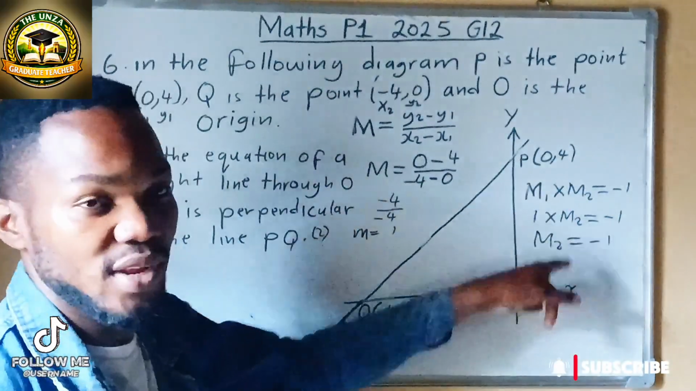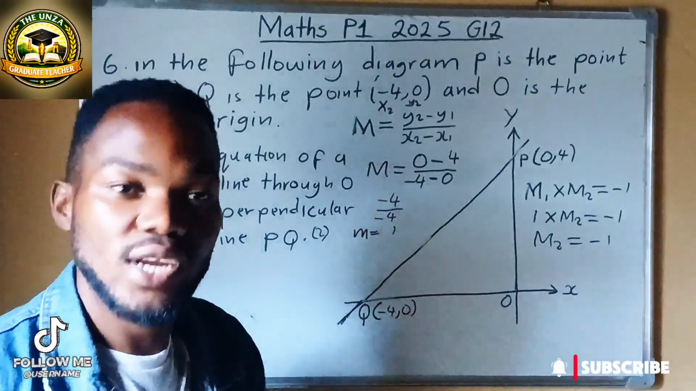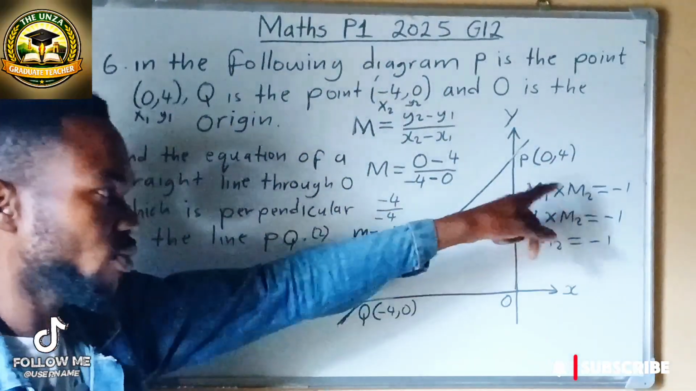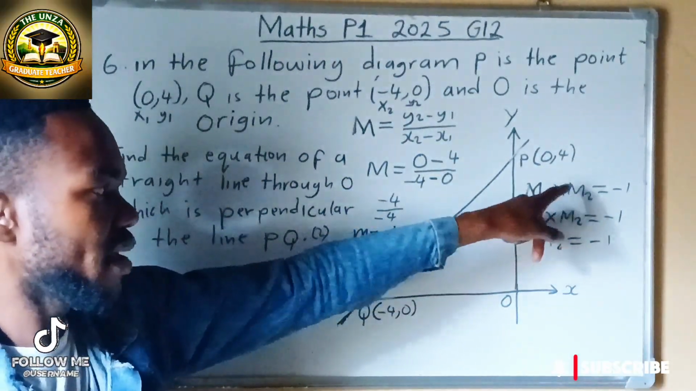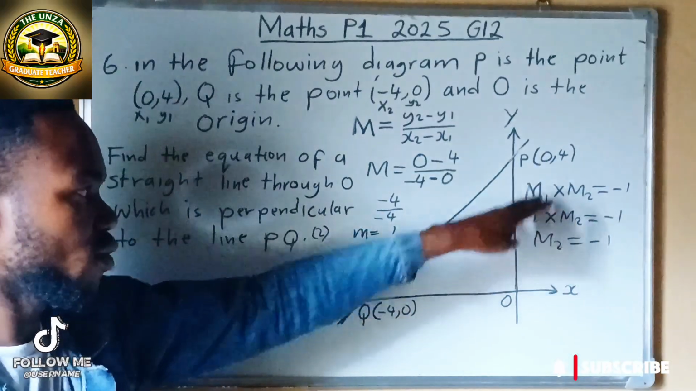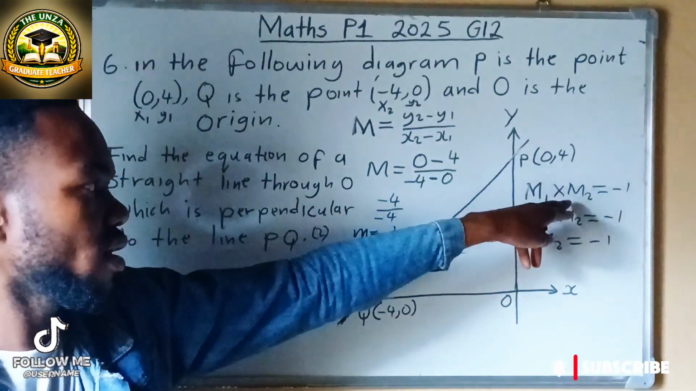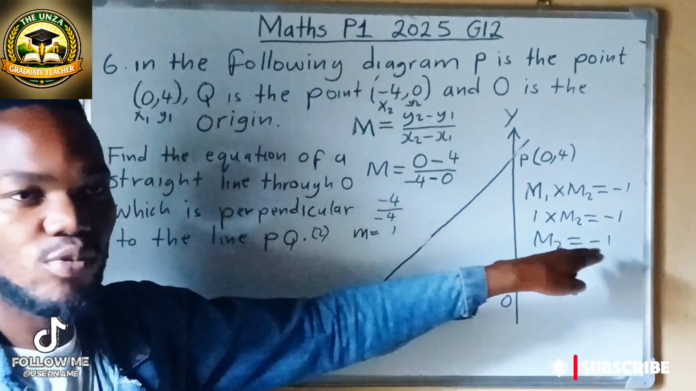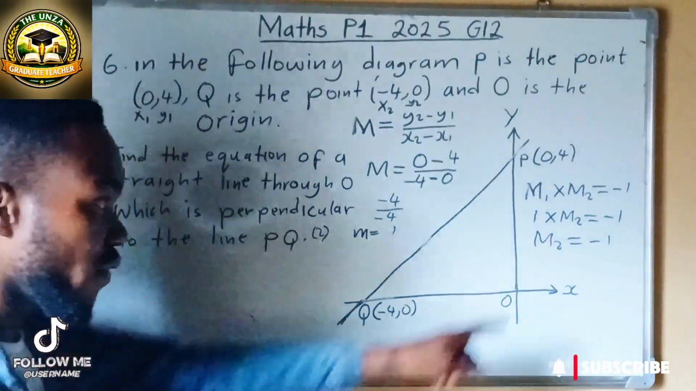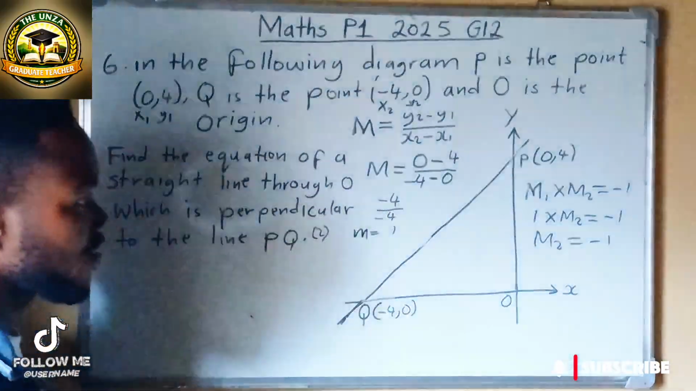So this is the formula that you must use when you are given a perpendicular line. You must use this formula, m1 multiplied by m2, that means gradient 1 multiplied by gradient 2. For the perpendicular one, gradient 2 is what you want to find, which is -1 now. That means you have found the -1.